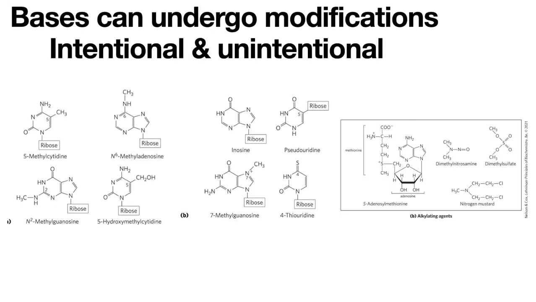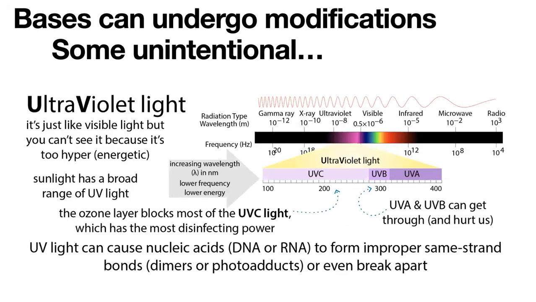We can have intentional methylation where our cells are using specific enzymes to place methyl groups at specific positions to have specific functions. However, we can also get chemically induced methylation. So there are various methylating agents, things that can add methyl groups to our DNA that our cells might not be able to correct, and this can lead to problems. Additionally, we can have mutations introduced by things like UV light.